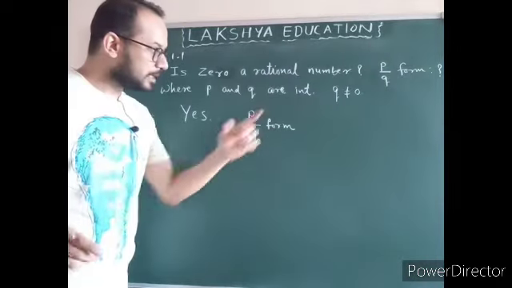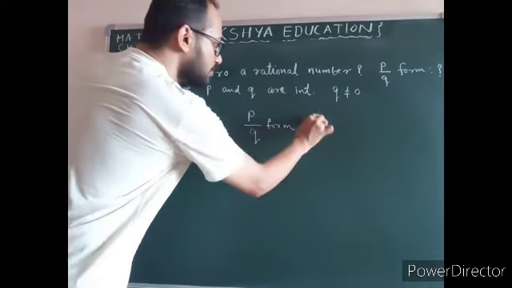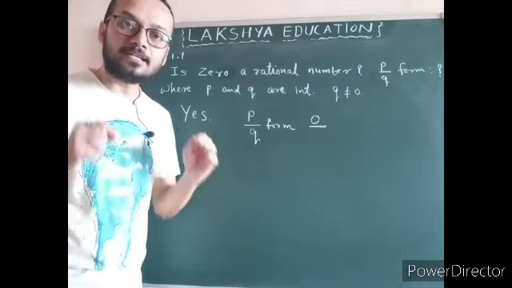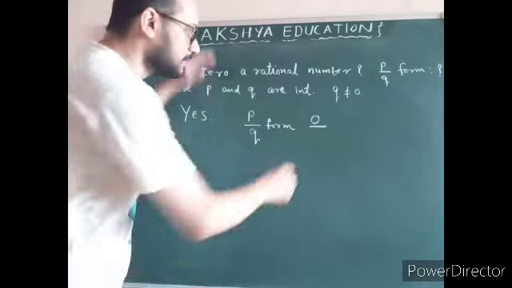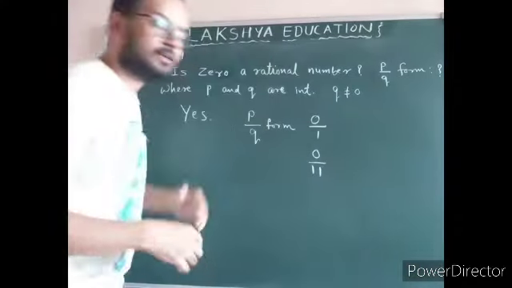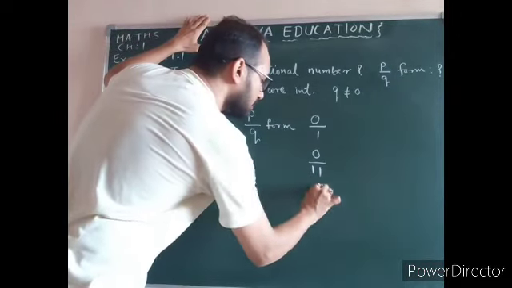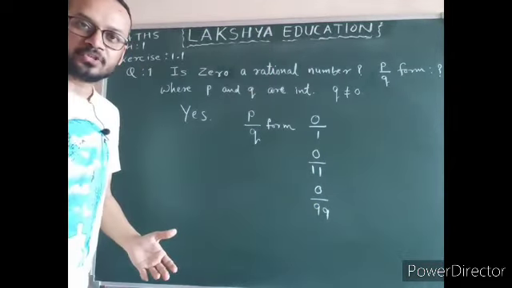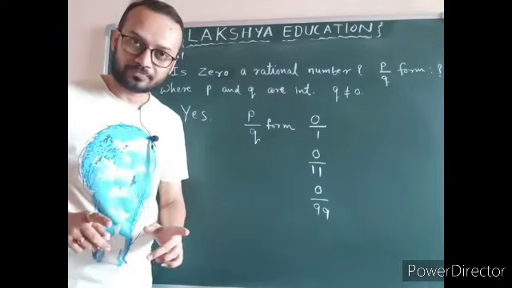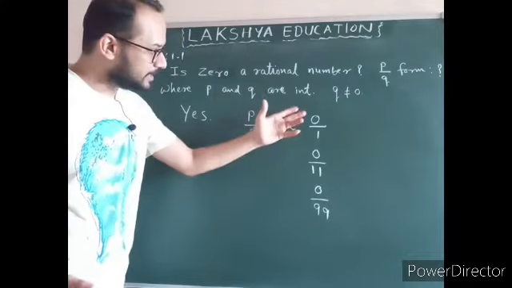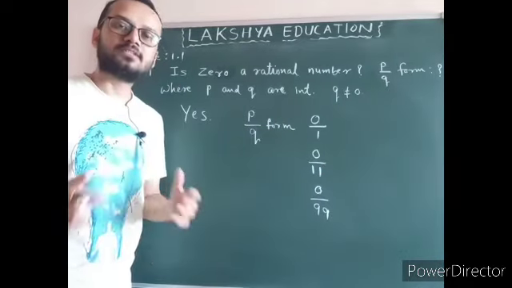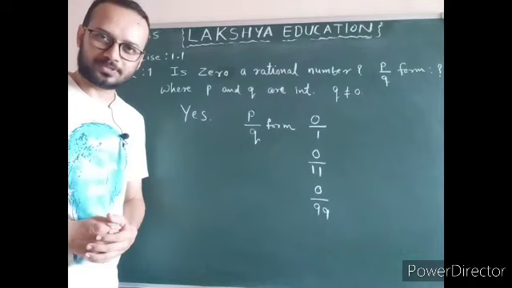we know that there should be a numerator and a denominator. So 0 upon which number should you write in the denominator? You can write any integer in the denominator. If you write 0 upon 1, it is 0. If you write 0 upon 11, it is 0. If you write 0 upon 99, it is 0. So you can write any number in the denominator, but it must not be 0. So the p by q form of 0 is written this way. Here q, that is the denominator term, is not 0. So this is the answer of this question.